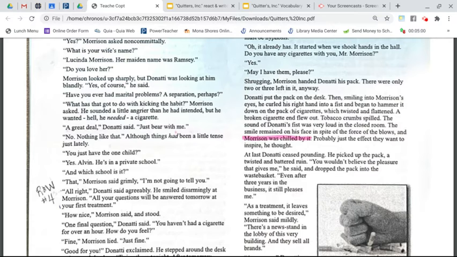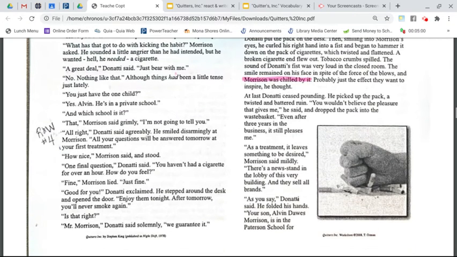Probably just the effect they wanted to inspire, he thought. At last, Donati ceased pounding. He picked up the twisted and battered ruin of the pack. "You wouldn't believe the pleasure that gives me," he said, and dropped the pack into the wastebasket. "Even after three years in this business, it still pleases me." "As a treatment, it leaves something to be desired," Morrison said mildly. "There's a newsstand in the lobby of this very building, and they sell all brands."